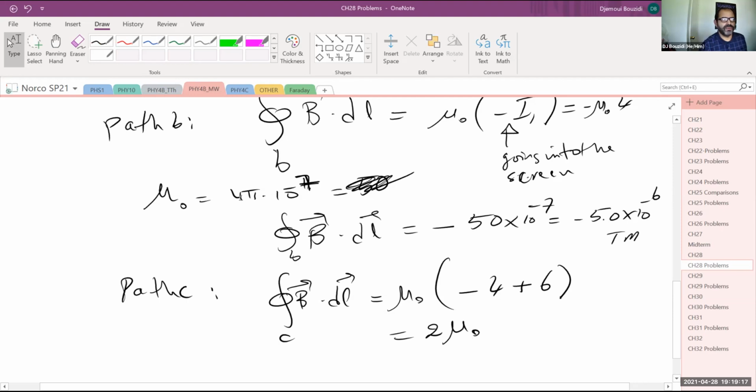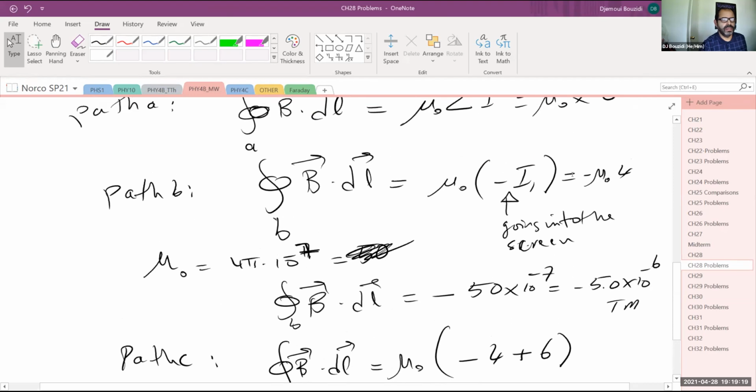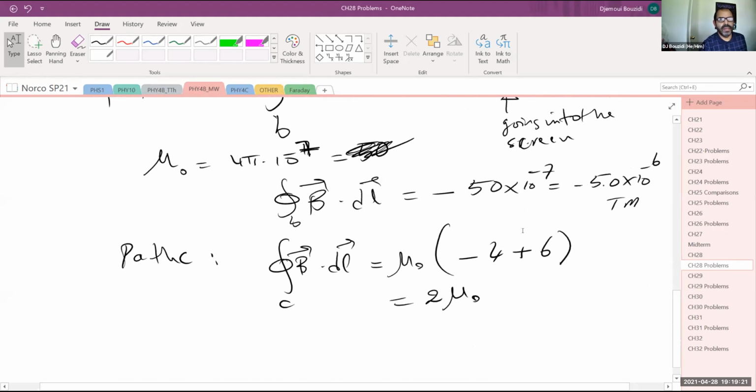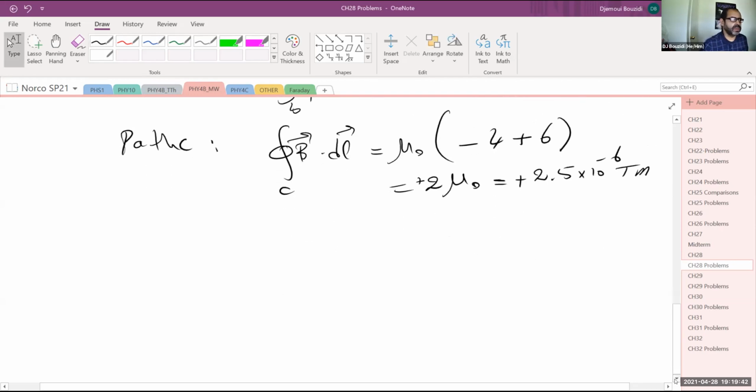So instead of 16 pi, it's going to be 8 pi, and 8 pi will be just half this number, whatever that number is. So it's going to be minus 2.5. Oh, I'm sorry, positive 2.5 times 10 to the negative 6 Tesla meter. Okay? And then for path D, which is all of this path basically together.